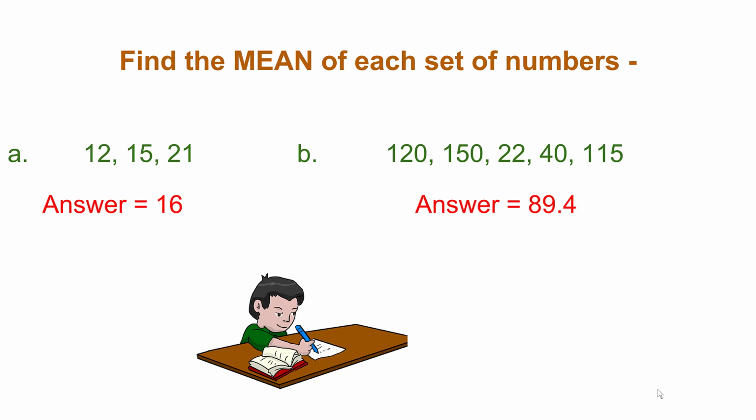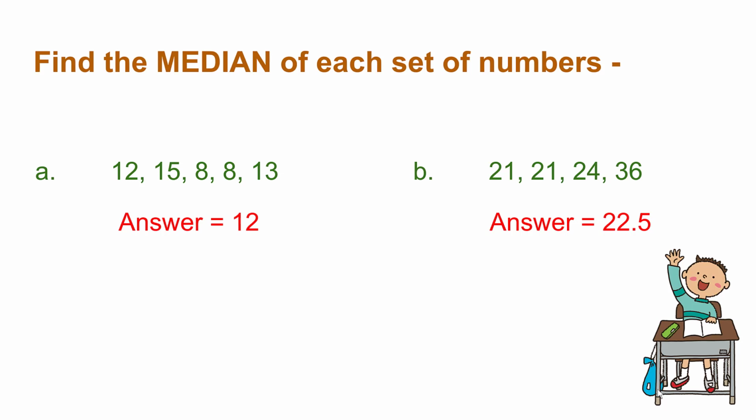The answer is 89.4. So if you add 120, 100 plus 150 plus 22 plus 40 plus 115 divided by 5, you'd get 89.4. Median is the middle number. This was very, very confusing for many students, and they would put, for example, the answer here as 8.